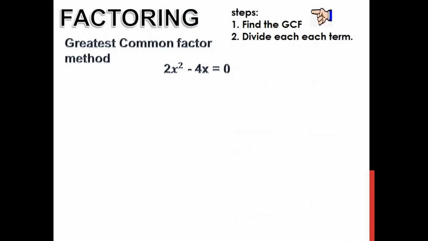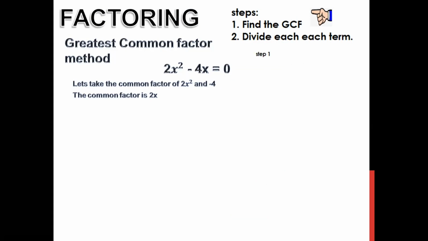So these are the steps. Number 1, find the GCF. Step 2, divide each term. So let's take the common factor of 2x squared and minus 4x. The common factor is 2x. If you're already advanced enough, you already know the greatest common factor of this equation. But if you do not know how to find the greatest common factor, I have here an example on how to find the greatest common factor or greatest common monomial factor.